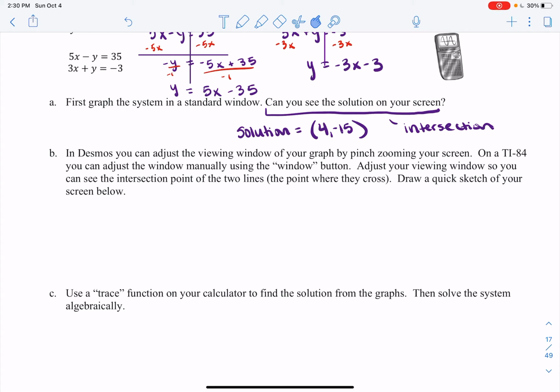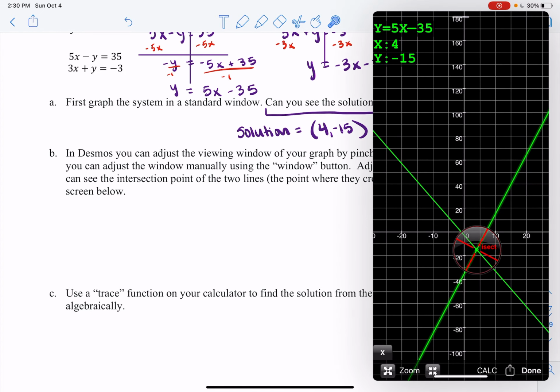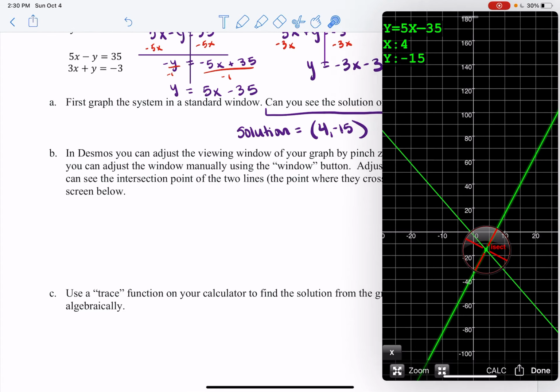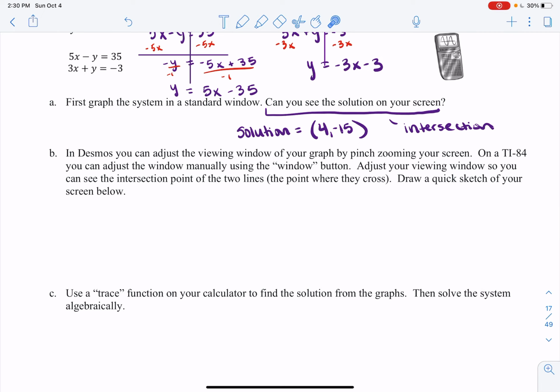So we'll talk about that later, but it does want us to graph or draw a quick sketch of our screen below. So whether you use Desmos, if you went in and typed it there, or you tried out your graphing calculator on your Chromebook, awesome. But it does want us to do a sketch. So remember, a sketch is not perfection, but we want it to be somewhat accurate.